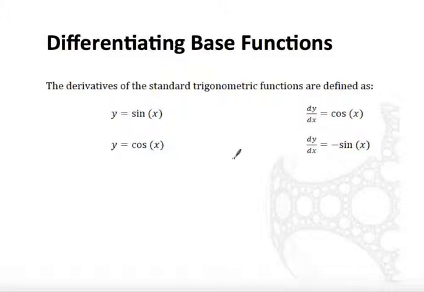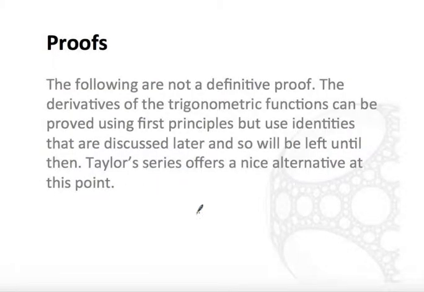The reason we refer to these as the base functions is all the remaining trigonometric functions such as tan, sec, cosec and cot can all be defined in terms of sine, and we will come back to this a little bit later. Now in your notes you'll find that you've got some proofs. They're not definitive proofs, but you can prove the derivatives of trigonometric functions using differentiation by first principles, and then use identities, and we'll talk about that in a moment.